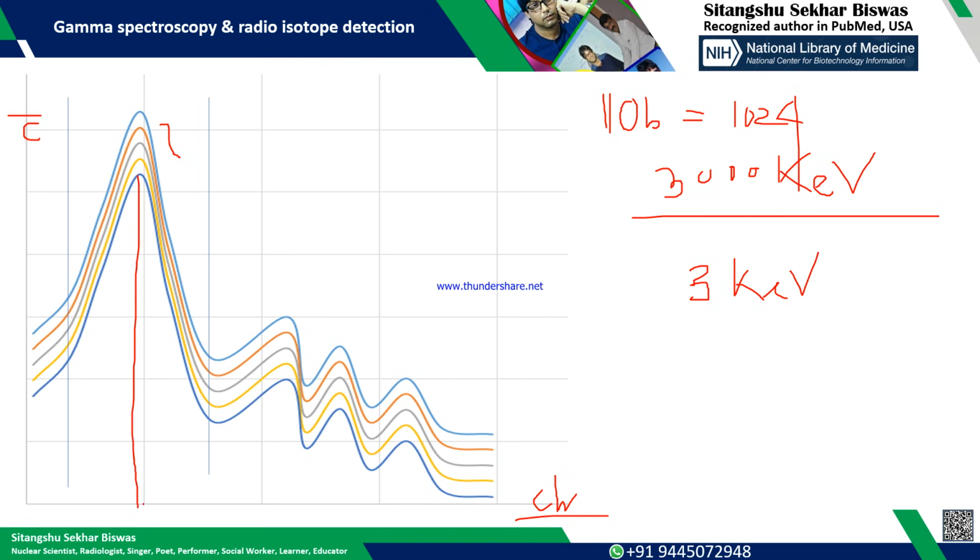So your x-axis is channel or the energy. Say at time t1, you are getting, say, 10 such pulses. At t2, you are getting 20 pulses. That's why it is going up.